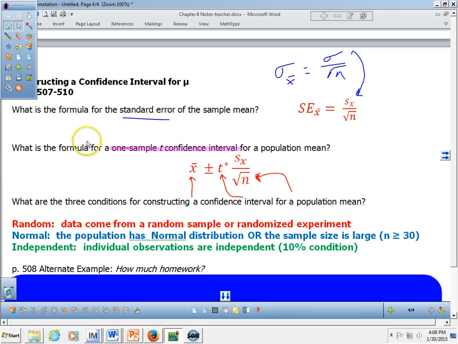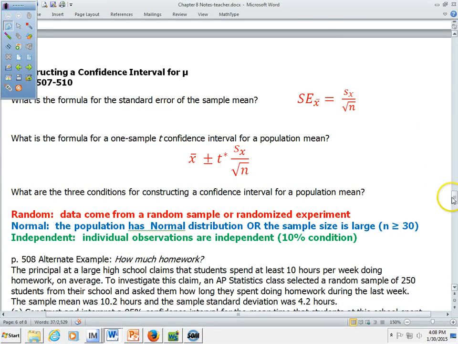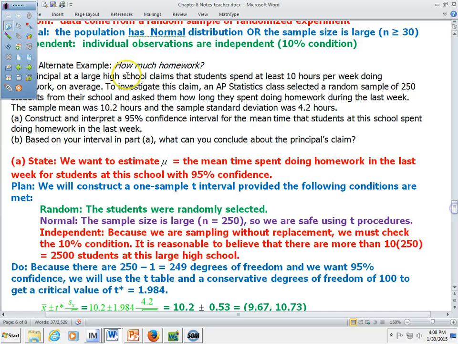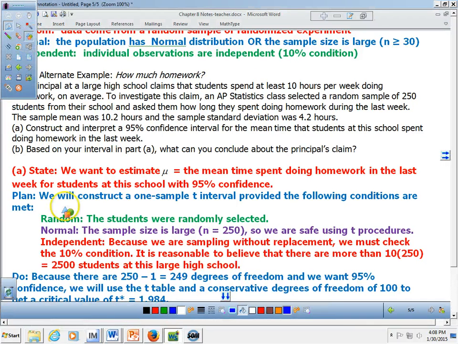Okay? And that gets us into an example in creating a confidence interval. Okay, so let's go through that real quick, and we'll be in pretty good shape. All right, I'll cover this up so you're not writing too much as we go through this.